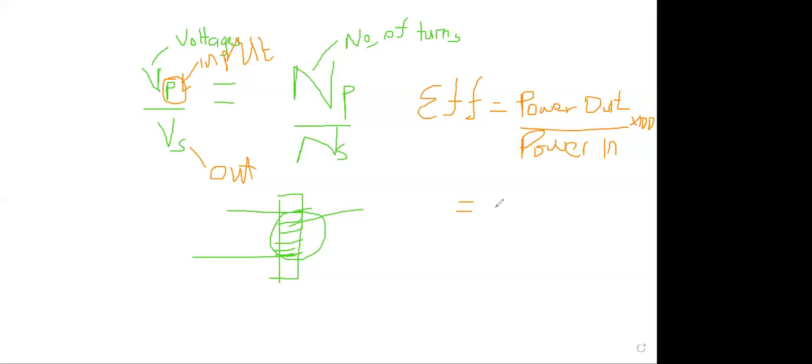So power, from our electricity, we know that power is equal to IV. So that means the power out is in the secondary. So we'll have the current in the secondary times the voltage in the secondary, divided by the current in the primary times the voltage in the primary, times 100%. So the value that we get is the efficiency of the transformer.